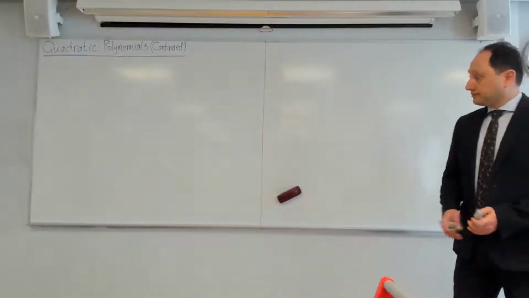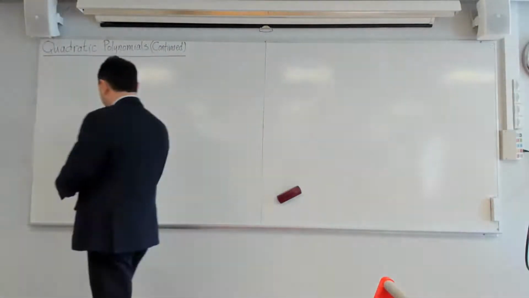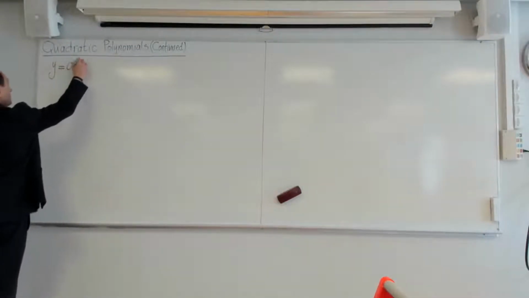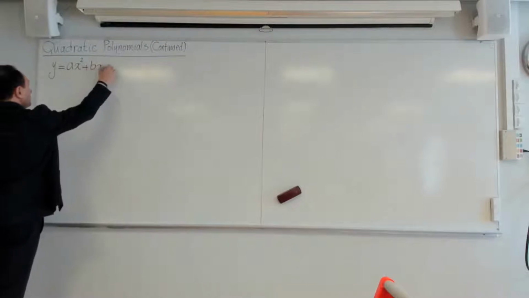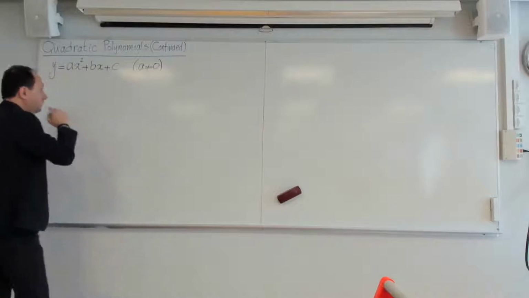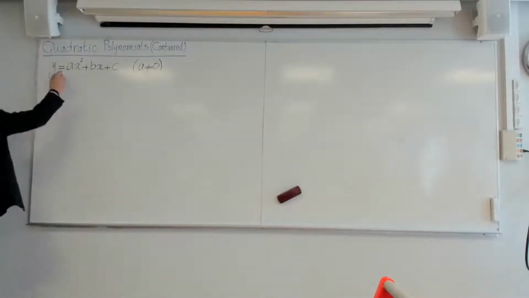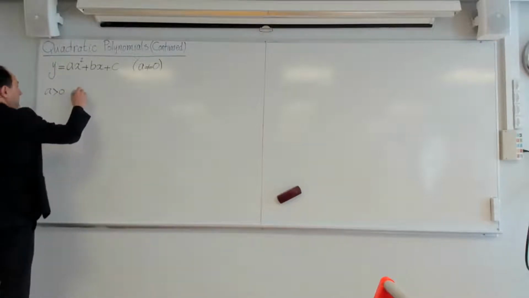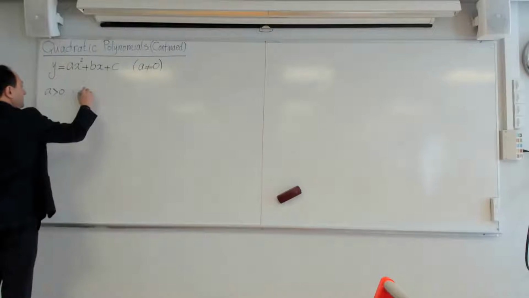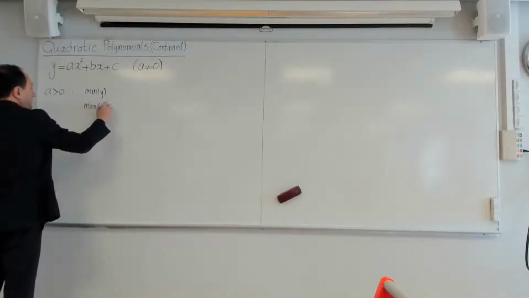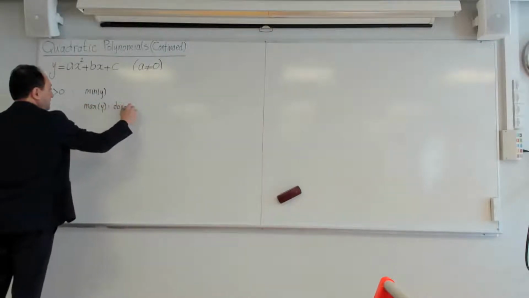Okay, so what we learned so far about these polynomials, if I have y equals ax squared plus bx plus c, and of course, a shouldn't be equal to 0, otherwise this is not a quadratic polynomial in the first place. So we learned that if a is positive, then we have a minimum. And then maximum. So here, this does not exist.